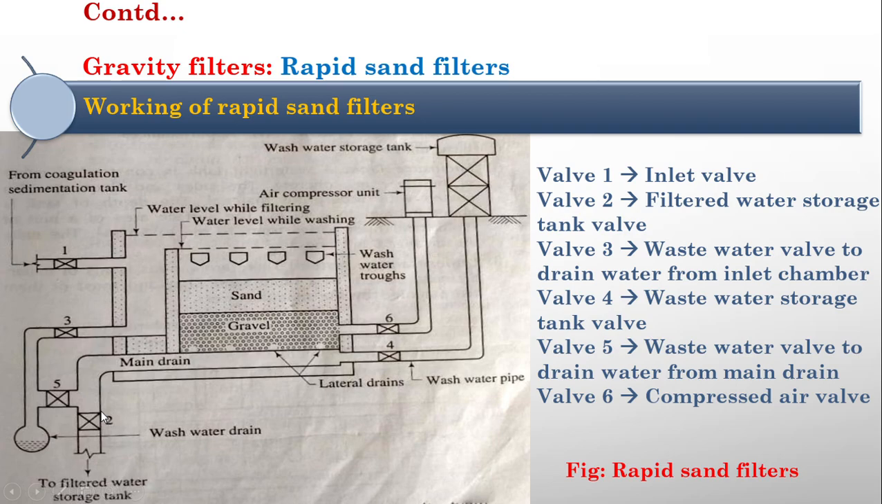So when the filter is actually working, only 2 valves will be open: valve 1 and valve 2. Valve 1 allows the water in and valve 2 allows the filtered water to go out. All the other valves are used for backwashing or cleaning of the filter. Valve 3 is the wastewater valve to drain water from the inlet chamber. When the amount of water allowed from the inlet is higher than the capacity of this filter, the surplus water will be delivered out through this third valve.